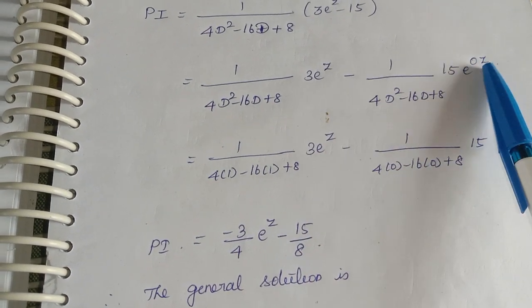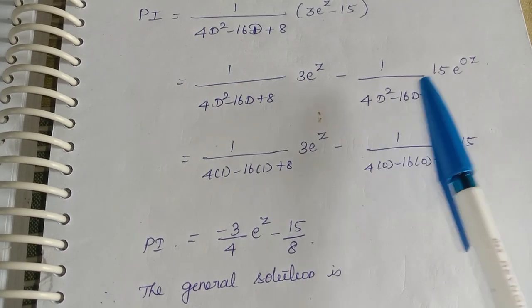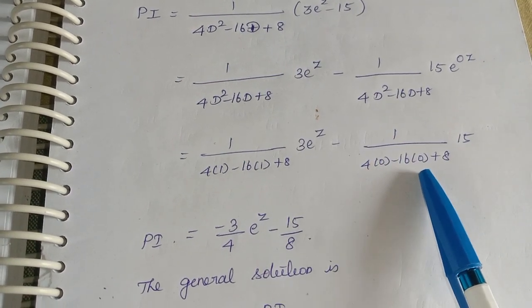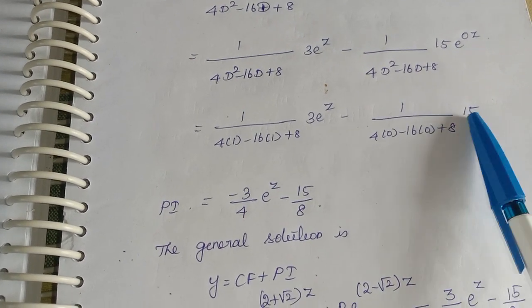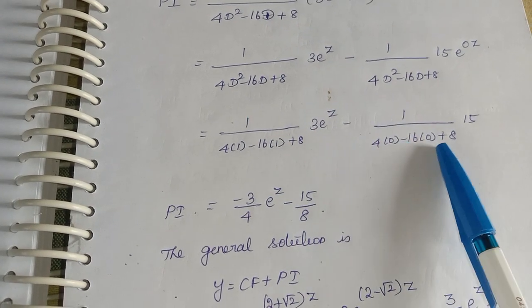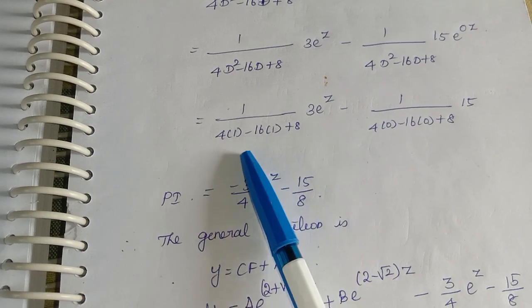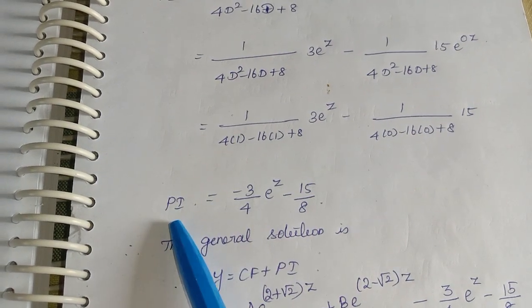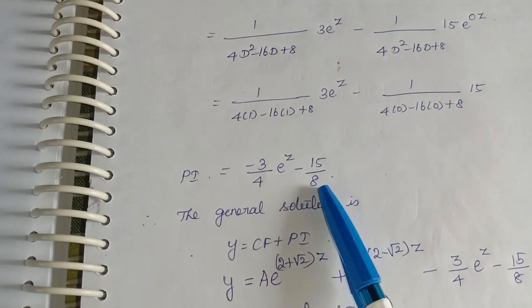Next, here the coefficient of z is 0. So in this part replace D by 0: 4 into 0 minus 16 into 0 plus 8, into 15. Hereafter no need to carry over the e^(0z); for making only the substitution I have taken it like that. Now this is over, so simplify this expression. We get particular integral equal to −3/4 e^z − 15/8.